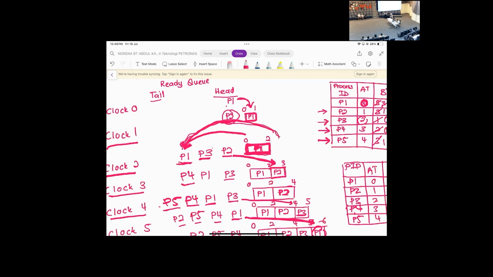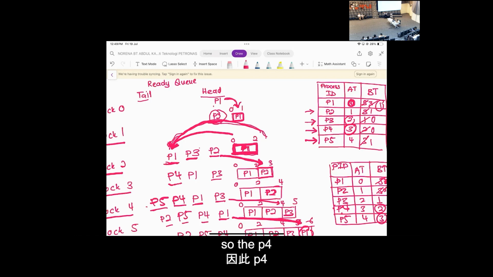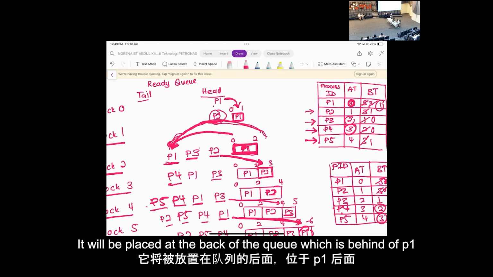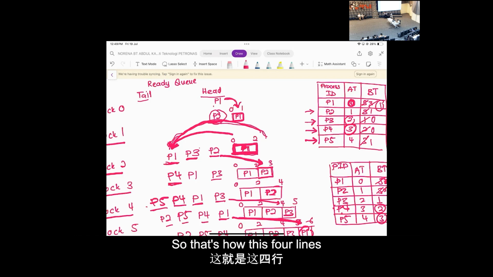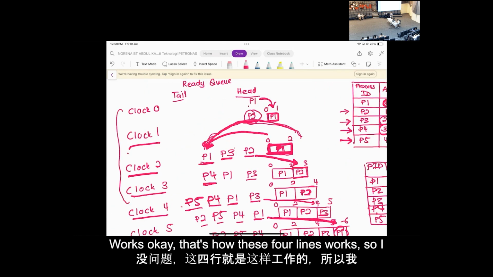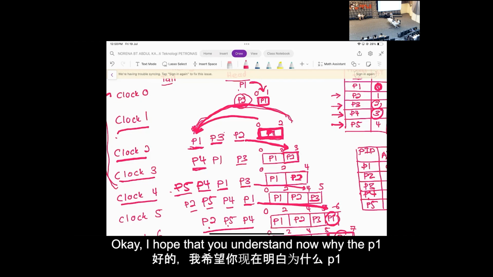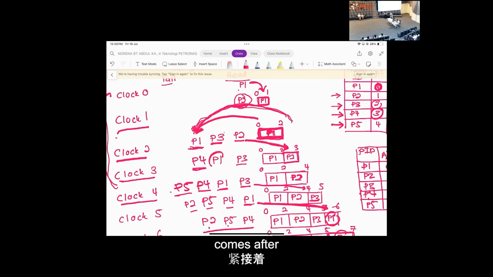And then at clock 3, if you look here, the P4 arrives. So the P4 will be placed at the back of the queue, which is behind P1. So that's how these 4 lines work. I hope that you understand now why the P1 comes after P3, not P4.